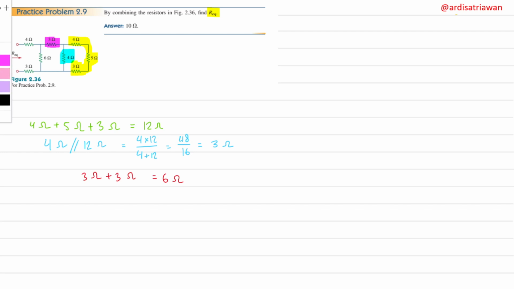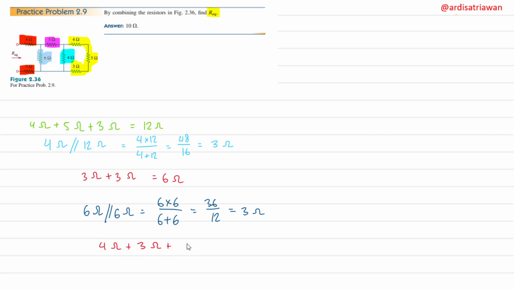And that will join with this 6 ohm. So for the next step, I will have 6 ohm parallel with 6 ohm. So I'll have 6 times 6 divided by 6 plus 6, which is 36 divided by 12, or it is 3 ohm. Okay, and then the last one, we have that resistor of 4 ohm and 3 ohm. So I'll have 4 ohm here and 3 ohm here, and this will form a series resistance. And from there we can just do a simple calculation, which is 4 ohm plus 3 ohm plus 3 ohm, which is equal to 10 ohm. So the equivalent resistance here is 10 ohm. Yeah, it is the same as the answer given in the problem, so our answer is correct.